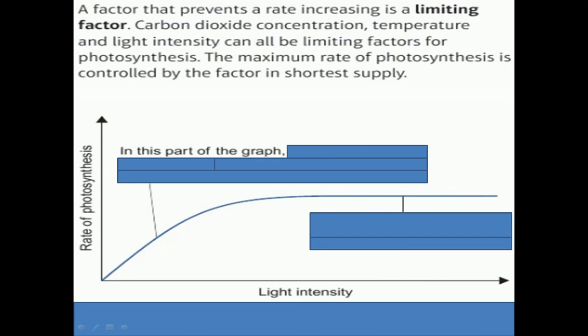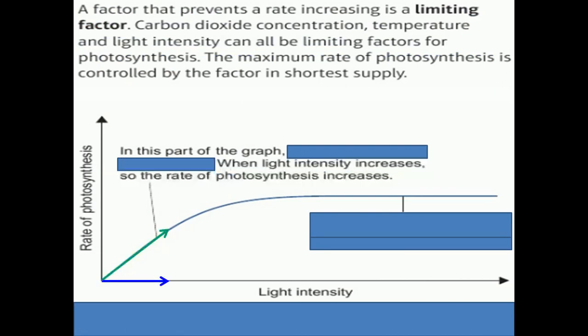So to explain that, when light intensity increases, the rate of photosynthesis also increases, and that is because light intensity is the limiting factor. It's the factor that is limiting the rate of photosynthesis. So when you increase it, the rate of photosynthesis increases.